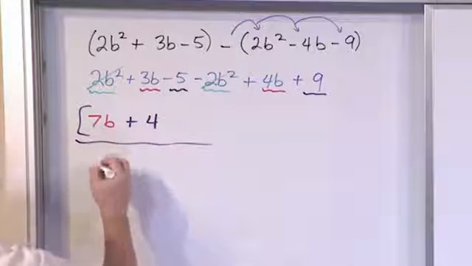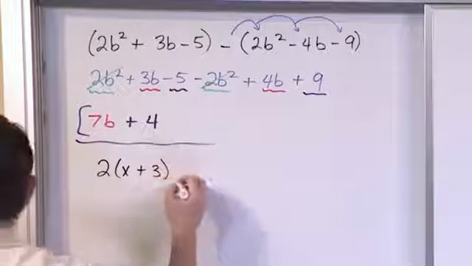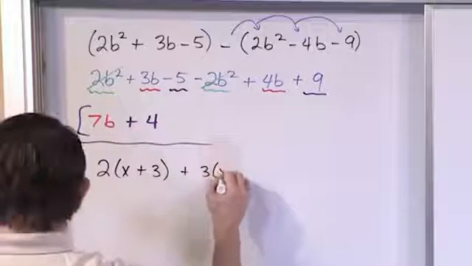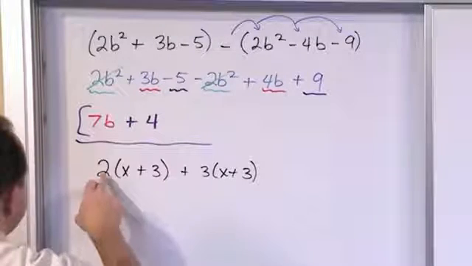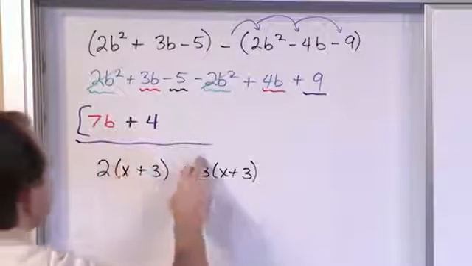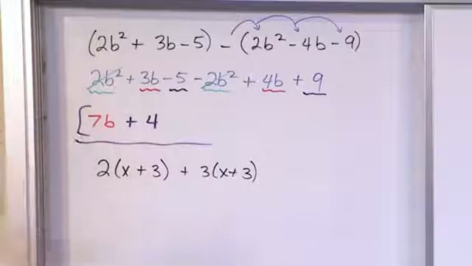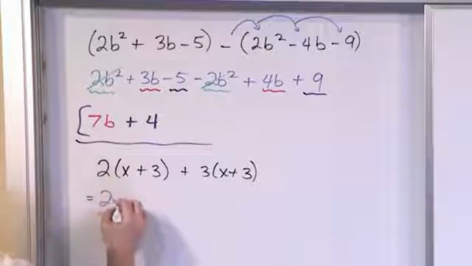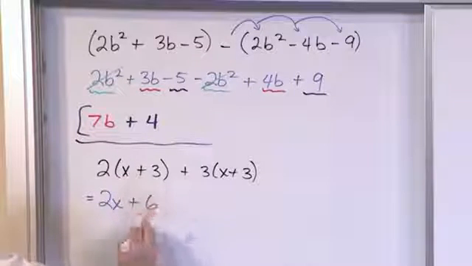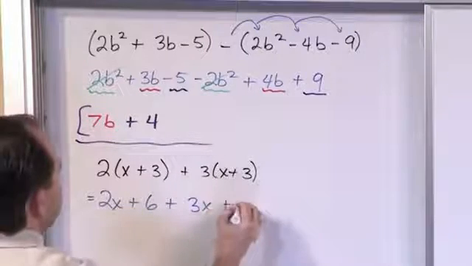Now, let's do something a little different. It's the same idea, but just slightly different than any of the other problems we've had before. 2 parentheses x plus 3 plus 3 parentheses x plus 3. And the question is simplify this. Complete the addition and simplify this. So you know that since you have a number out here, you have to apply it to everything inside. This number applies to everything inside over here. This is basically following the rules that we have done for all of these problems. So applying this one, 2 times x is 2x. 2 times 3 is 6. Over here, 3 times x is 3x. 3 times 3 is 9.